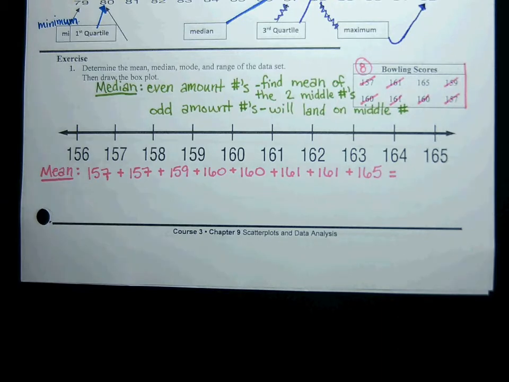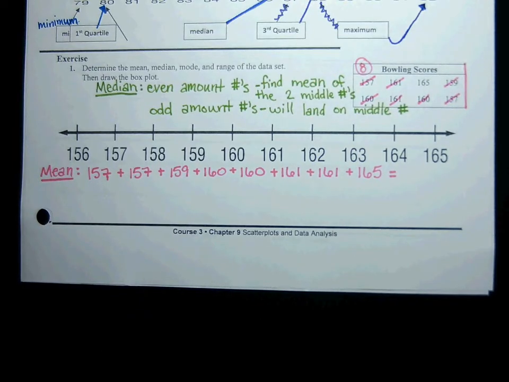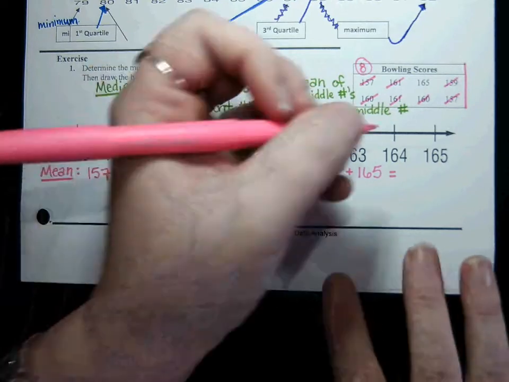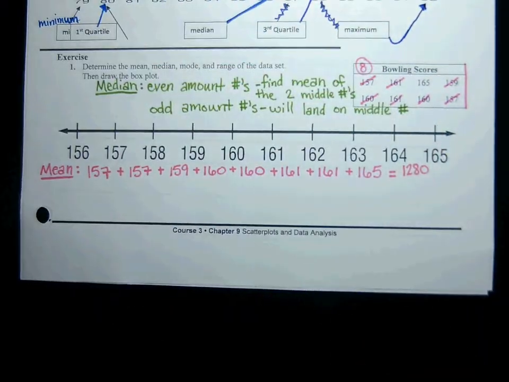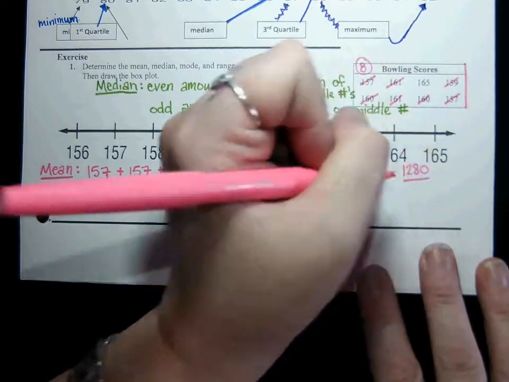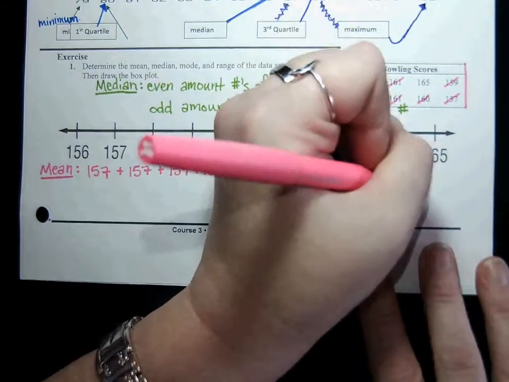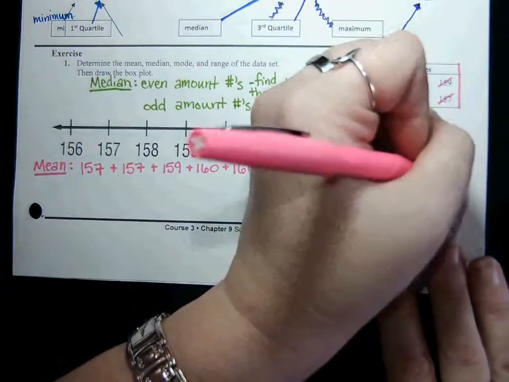What'd you get? 1,000 what? No. Yes. 1,280 divided by how many? How many in the data set? 8. And what do you get? That is your mean.